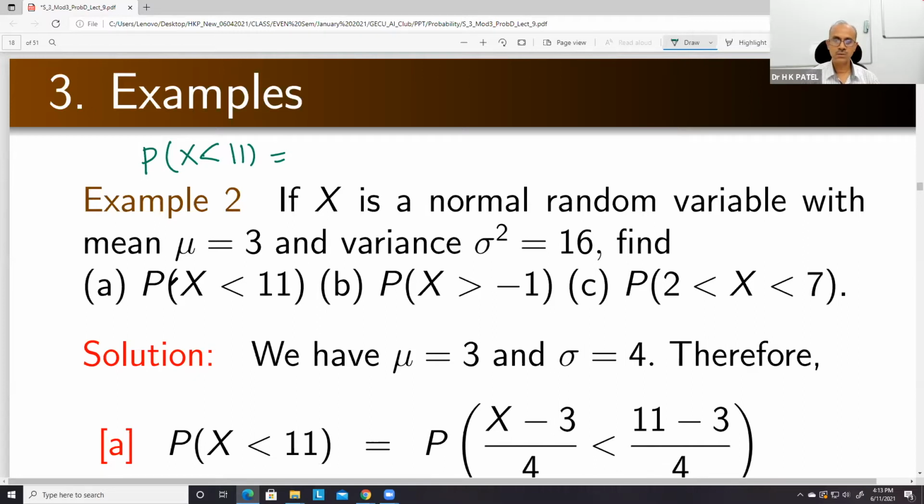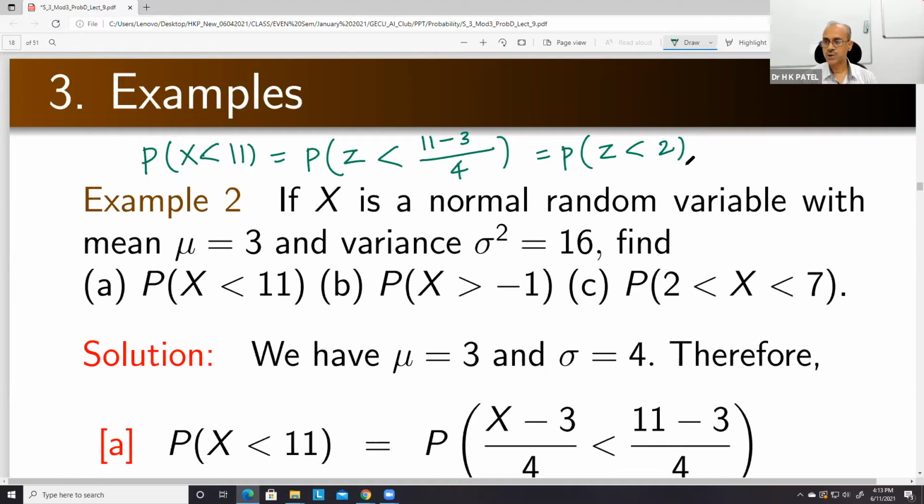So what we do, we find the Z value corresponding to 11. So this will be P(Z less than (x minus mu upon sigma)), so that is 11 minus 3 upon sigma. Sigma is 4 here, you can see that. Sigma square is 16, so sigma is 4. So this is equal to P(Z less than 8 by 4).